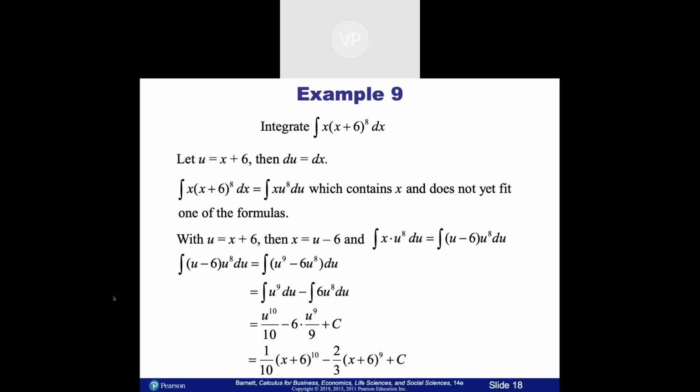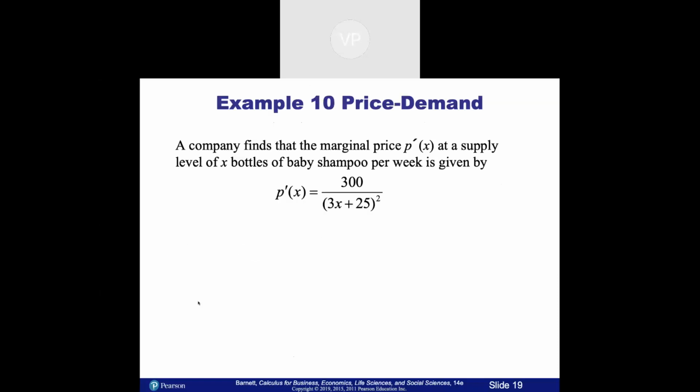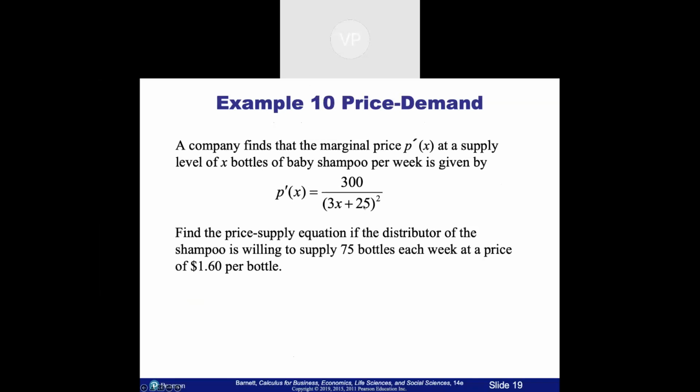And you might have seen this is going to be a bit of a word problem. Nothing we can't do. A company finds a marginal price, P prime of X. Remember, the derivative is the marginal price. So if X bottles of baby shampoo per week is given by this formula, the question is, they want to get the price supply equation.